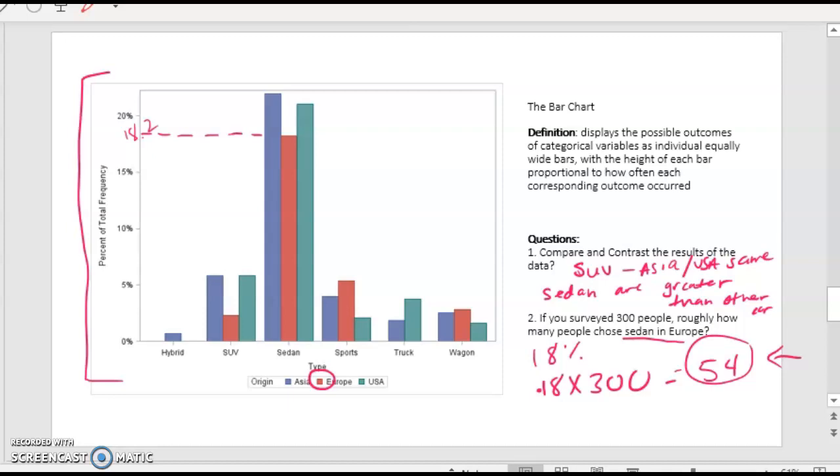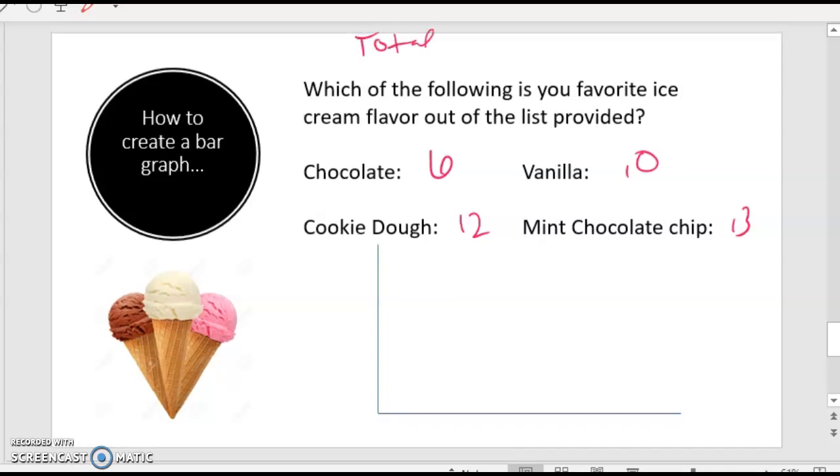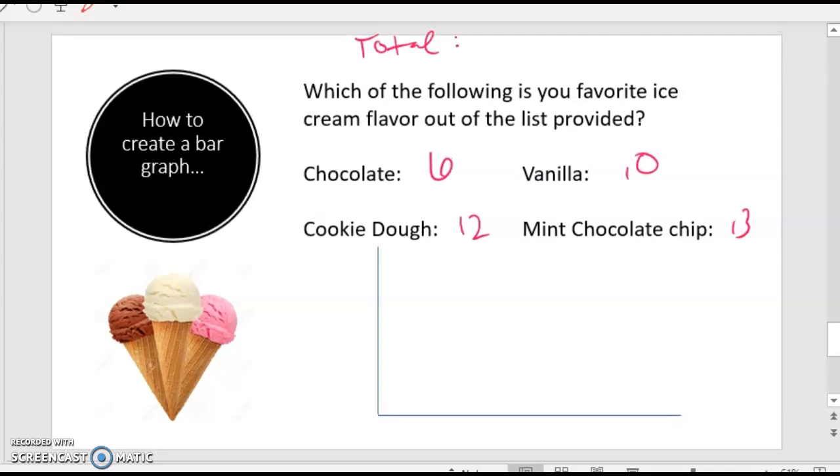Okay, and we are going to be going through in a Nearpod your favorite type of ice cream listed out. But if you're not in class and you want to review your notes, then let's just say that 6 people chose chocolate, 10 people chose vanilla, 12 people chose cookie dough, and 13 people chose mint chocolate chip. Then I'm going to add up and find the total of all the people. So this right here is the distribution.